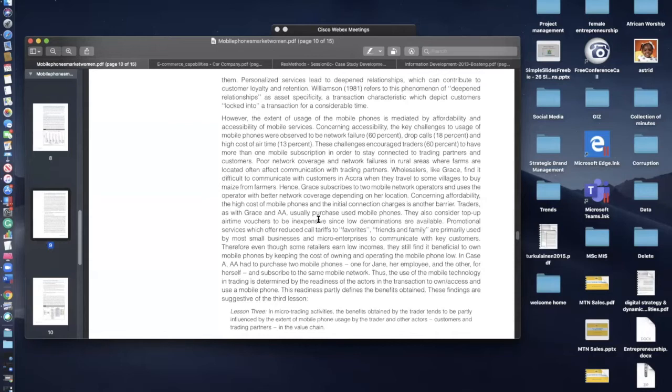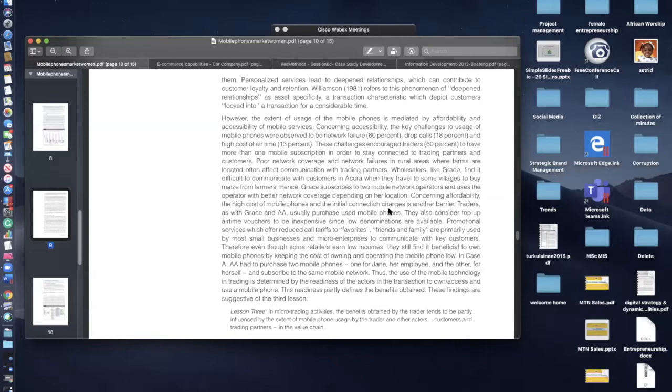If she doesn't have coverage, it's going to be very difficult for her. So she needs two mobile phones in that scenario. And with Grace's and AA's own, she also has to make sure that she's using promotional measures so that she can keep the cost low in running the mobile phone. So all of these things point to us that the benefits you gain from the mobile phone are influenced by the readiness of your actors to also use the mobile phone. And that is a very given statement based on what we have here.